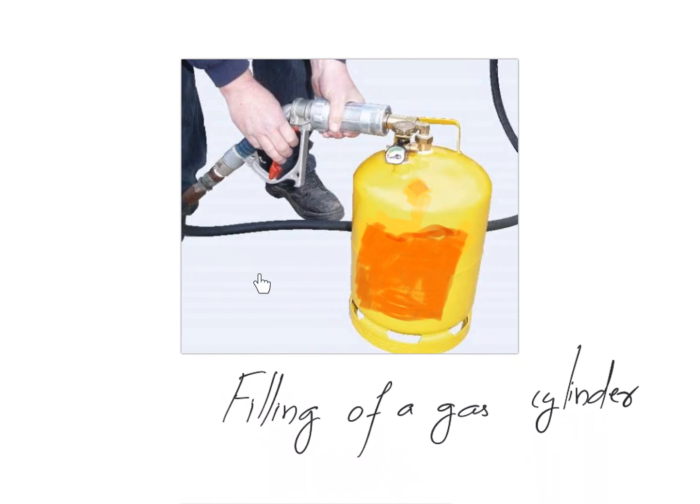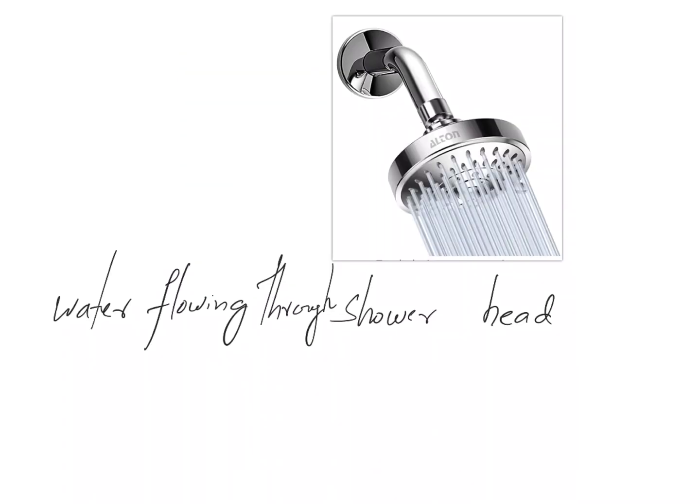Now, to what category does this system fall? Filling of a gas cylinder. I have shown a gas cylinder here. So this is a control volume because here the volume is not changing. There is mass transfer across the boundaries, but that's fine. Here the volume remains the same, so we can consider this a control volume. Make sense?